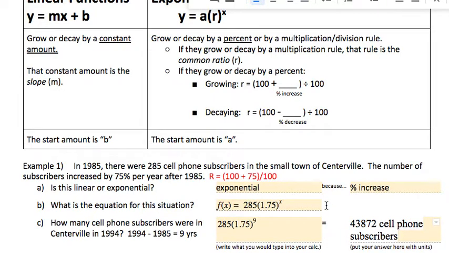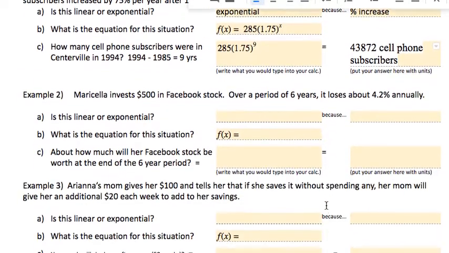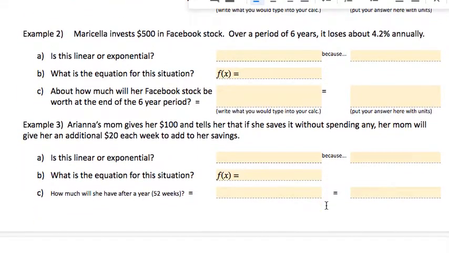Okay, sweet. Okay, let's look at example 2. Example 2, Maricela invests $500 in Facebook stock. Over a period of 6 years, it loses about 4.2% annually. If you would like to try this problem on your own, I think that would be fabulous, and then you can come back and see if you did it right. So if you feel confident, pause the video, try it on your own.